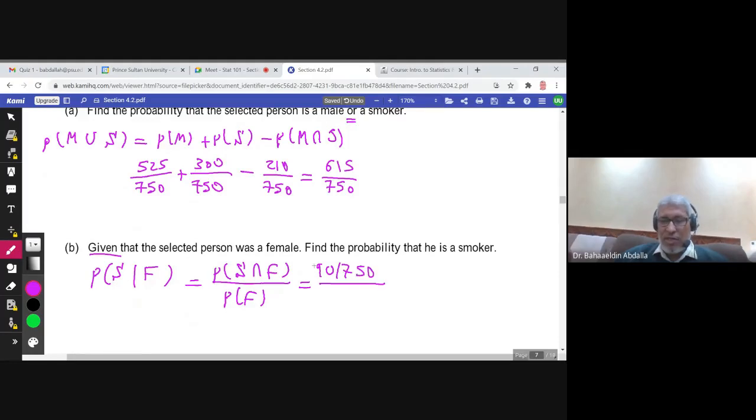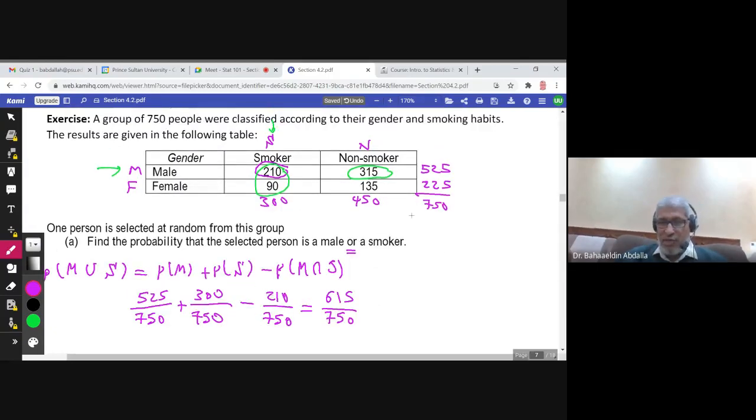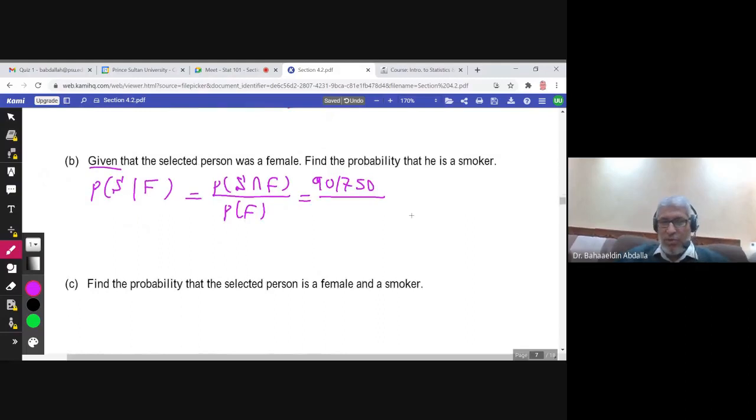This is the probability of S intersection F over the probability of F. I have 225 females, so the probability of females would be 225 over the total number, which is 750. The 750 cancels with 750, and then the probability would be 90 over 225. You can find this probability also in another way, immediately from the table.